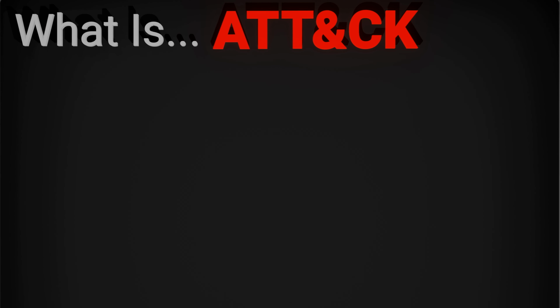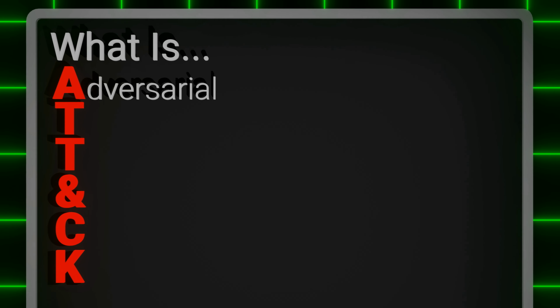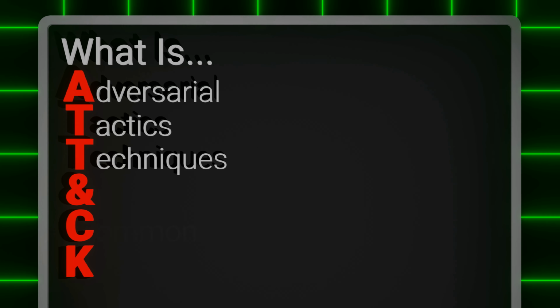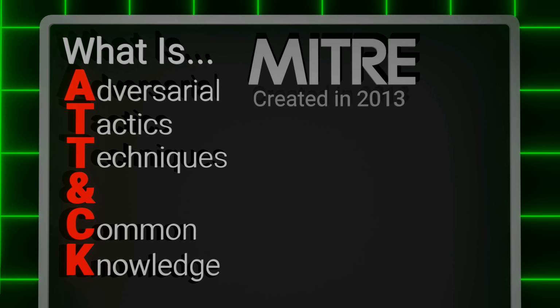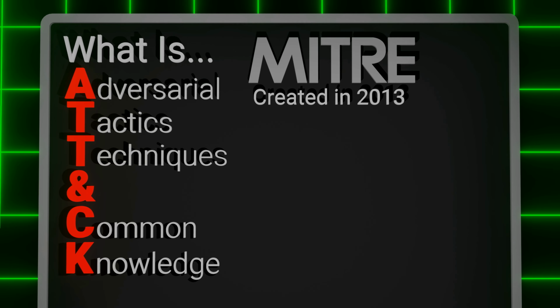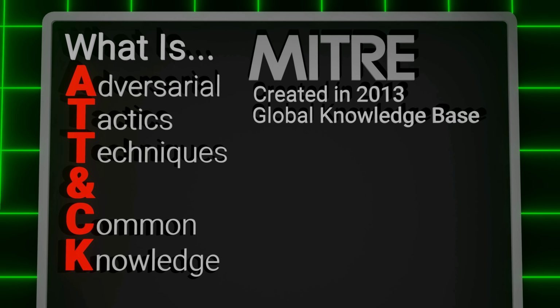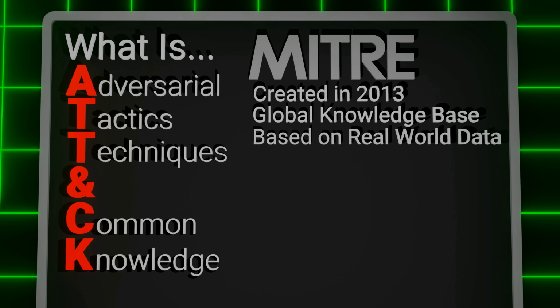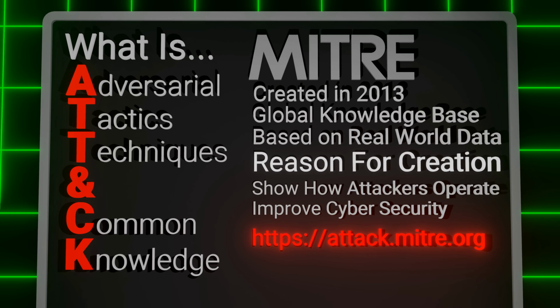So, what is the Mitre ATT&CK framework? ATT&CK stands for adversarial tactics, techniques, and common knowledge. Created by the Mitre Corporation in 2013, ATT&CK is a globally accessible knowledge base that gives us a deep understanding of adversary behaviors based on real-world observations. The framework was created to help organizations understand how attackers operate and how to improve their cybersecurity posture.